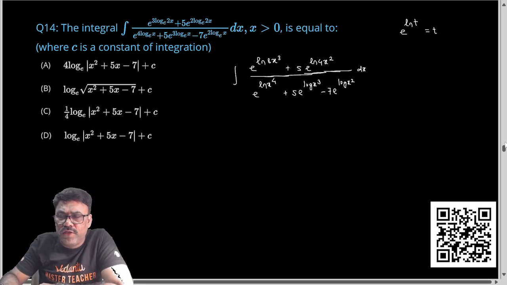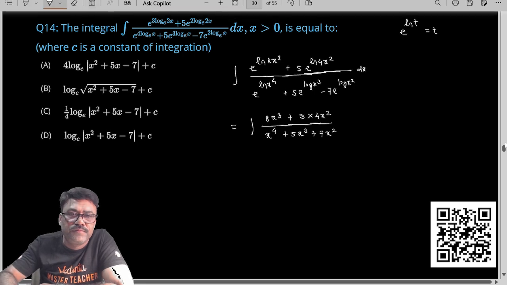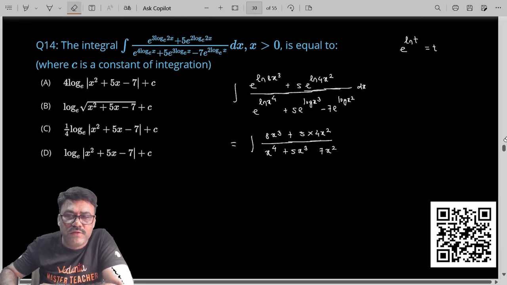And as I told you, I can write e raised to log t as t only. So the numerator is 8x cube plus 5 times 4x square. The denominator is x raised to 4 plus 5x cube plus 7x square. In fact, minus 7x square. Here it is minus.